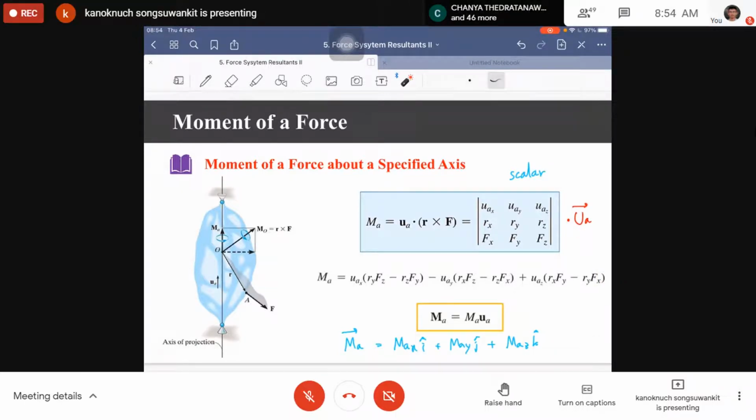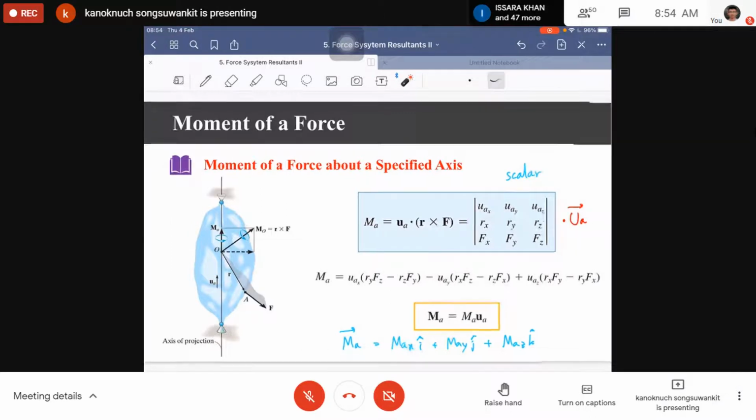And from this dot product, if it is positive, then the direction of MA is the same as UA. But if it is negative, then the direction of MA will be opposite to UA.